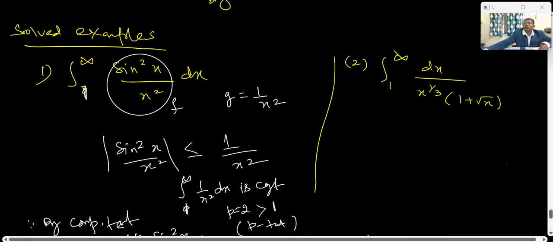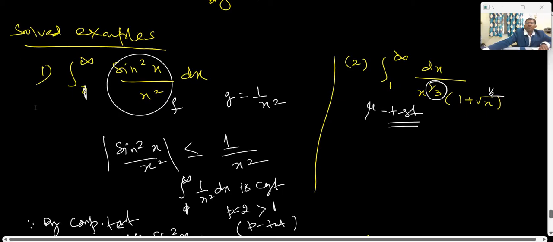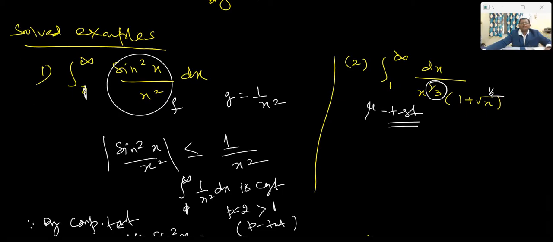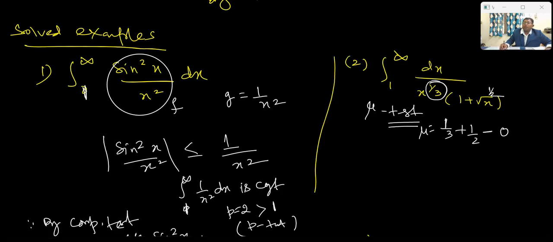Now coming to this, we are going to apply here the mu test. So the denominator power of x is half, and the denominator power, as I have told you, is 1 by 3 plus 1 by 2. So mu is this minus my numerator power, which is 0. So it is 5 by 6. Here in the mu test, the limit as x tends to infinity of x to the power 5 by 6 into f of x, which is 1 by x to the power 1 by 3 into 1 plus root x.